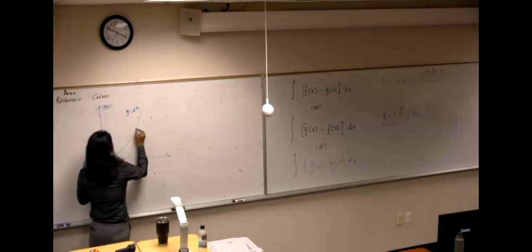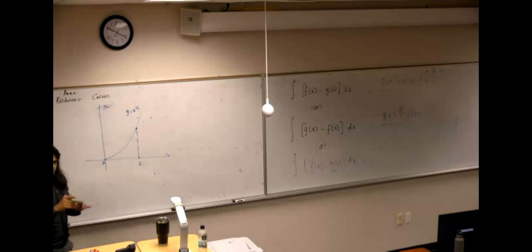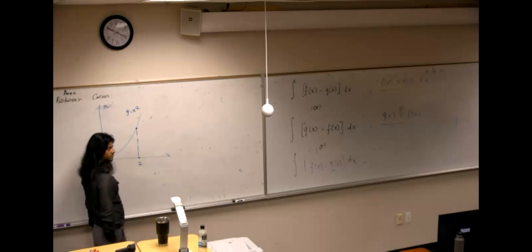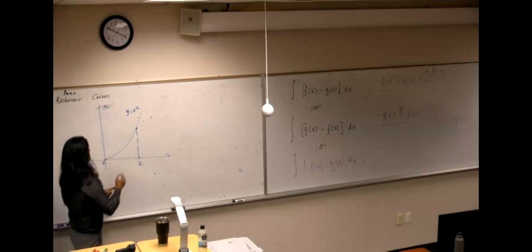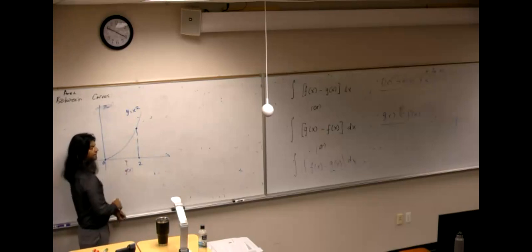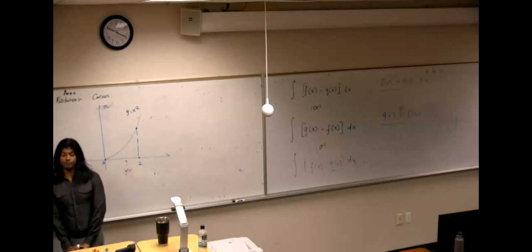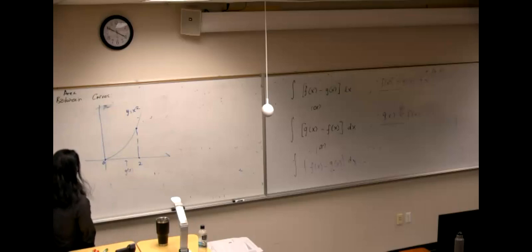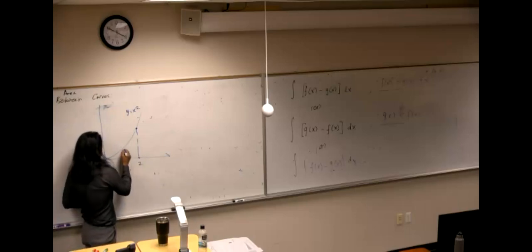Let's see, I pick 2. I want to find the area under the curve y equals x squared, 0 to 2. f of x, g of x. Good so far? One of the things that you should learn and get used to now is the tiny strip.